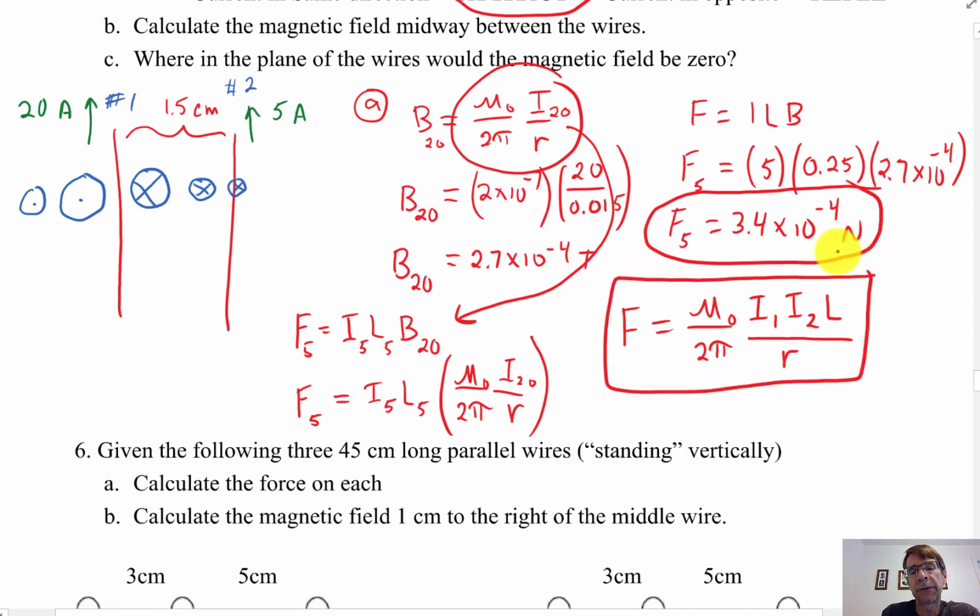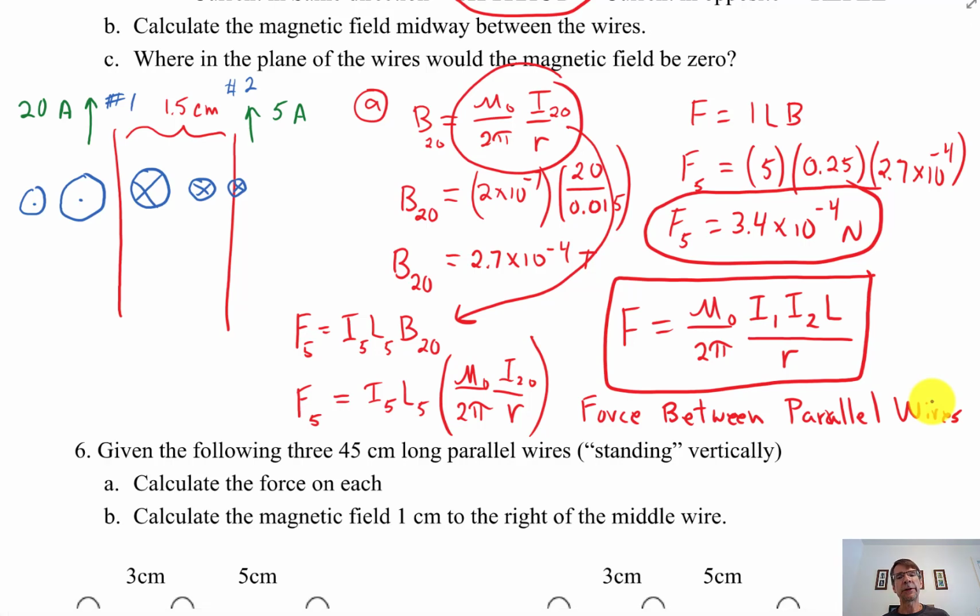You're going to want to circle that. That's the force between parallel wires, if they're carrying current. They both have to have current. If they don't have current, then the force is 0.